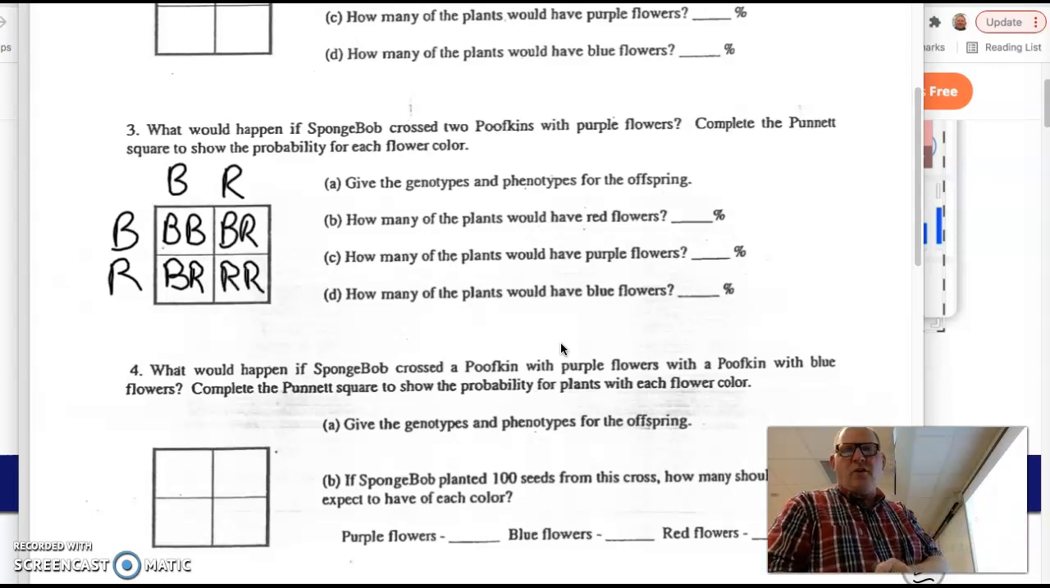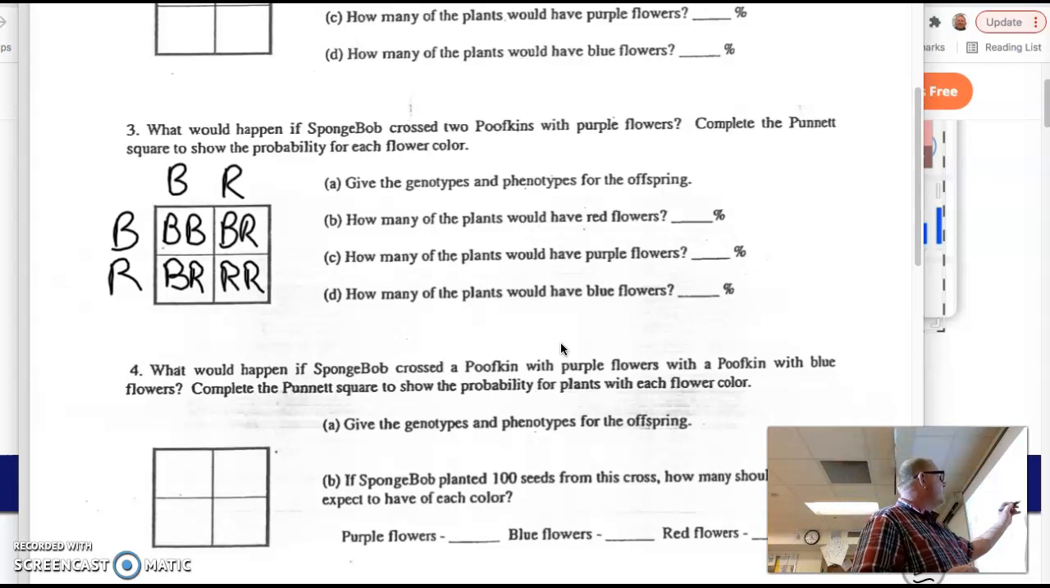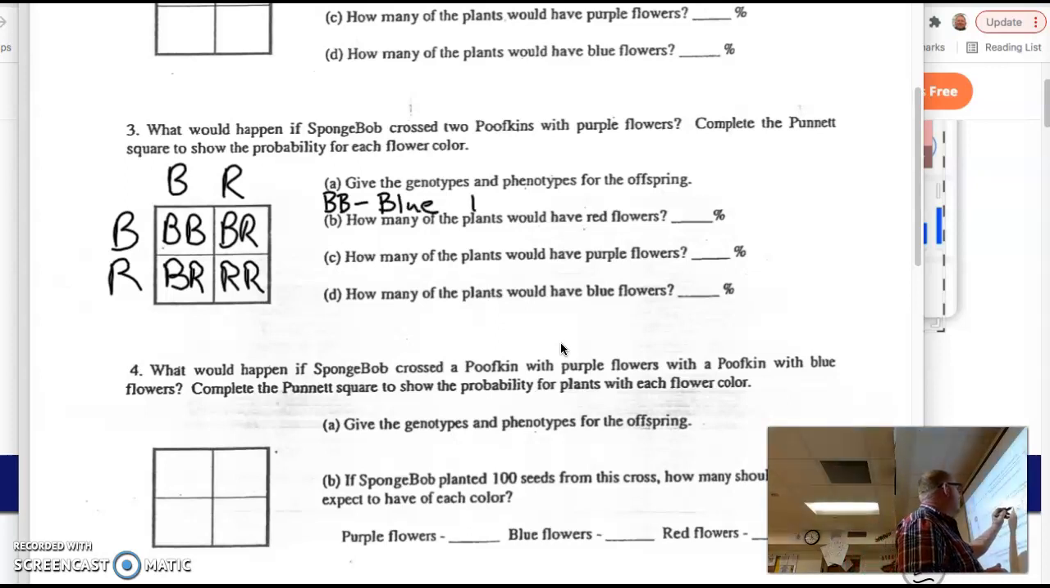Okay, so then we go back to part A. What are the genotypes and phenotypes? So we have a big B and a big B, and that's going to be blue. We have a big R and a big R, and that's going to be red. And then we have big B, big R, and that's going to be purple.